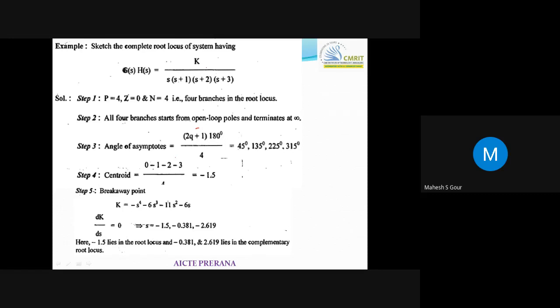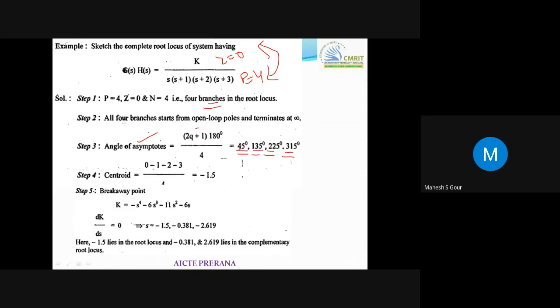Okay, so totally there are no zeros. So the number of zeros is 0 and the number of poles is 4. So asymptotic lines is equal to 4. You can follow the steps in any way you want. So the number of asymptotic lines, totally 4 branches, is P minus Z. And you can find the angle. At what angle are they splitting? 45, 135, 225 and 315.